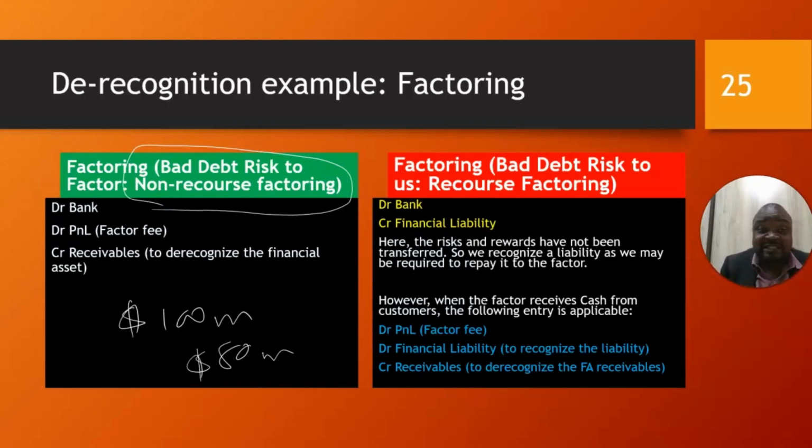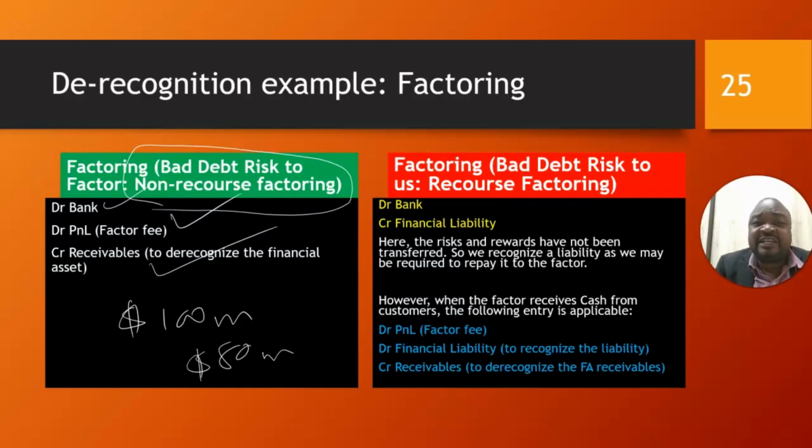We're not going to get the reward. The 20 million gain he's going to enjoy, that's not going to be part of us, because we have relinquished all the rights over those debts. So that's the non-recourse situation. In that case, we are allowed to de-recognize all the receivables. We are crediting the receivables and debiting the bank the money which you would have given us, and we're also debiting his fees, the charges. Is that clear? Good. So we are de-recognizing all the receivables.